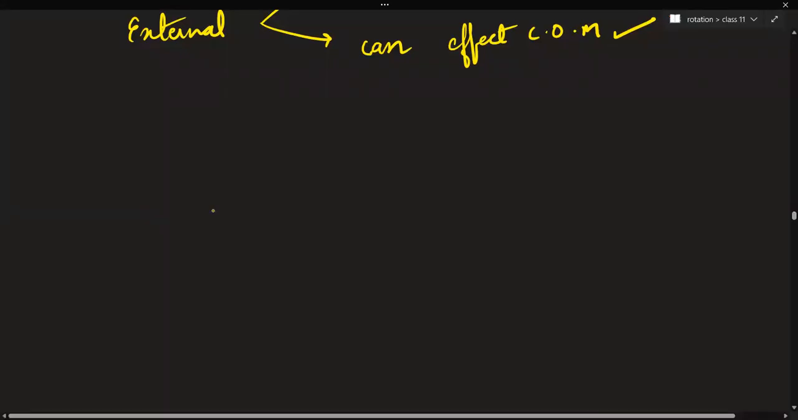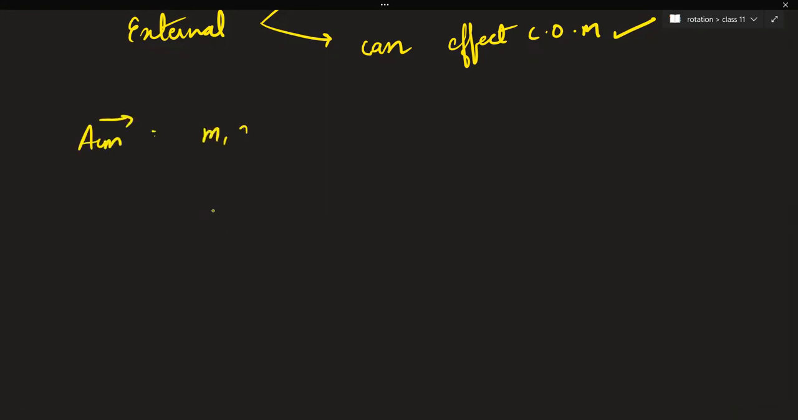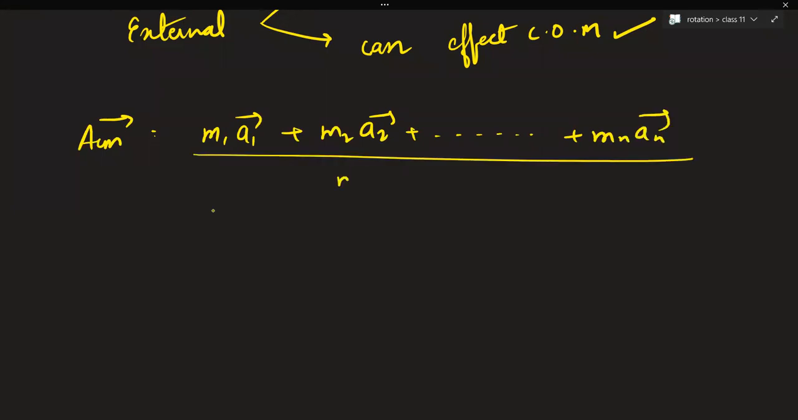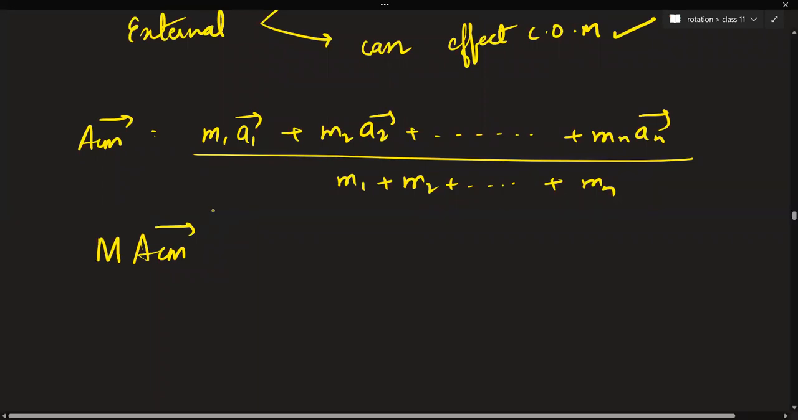Now see, same thing, you had acceleration of center of mass equal to m1 a1 plus m2 a2 up till mn an, divided by m1 plus m2 up to the total mass that is present. So what is this? This is the total mass. So it means acceleration of center of mass multiplied by mass.